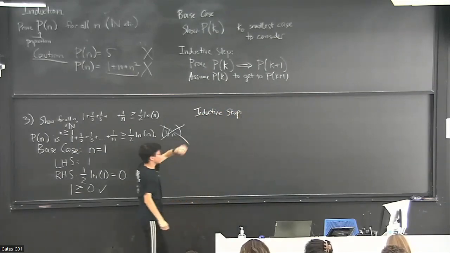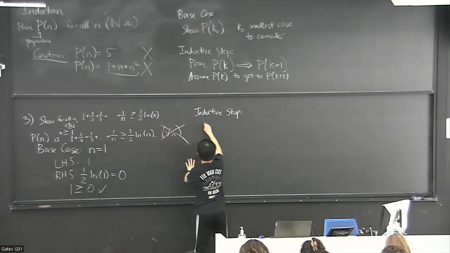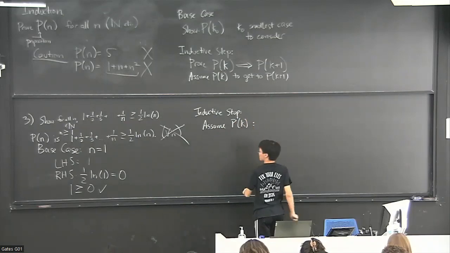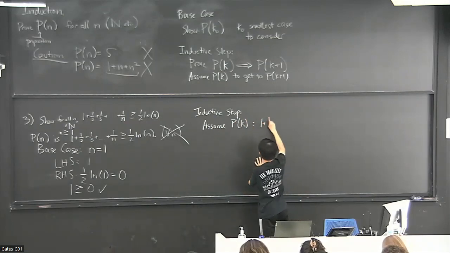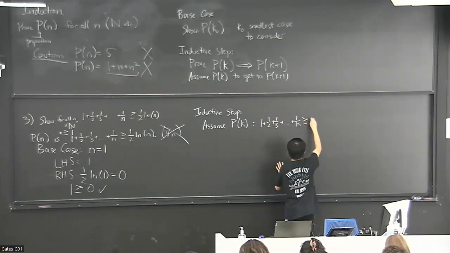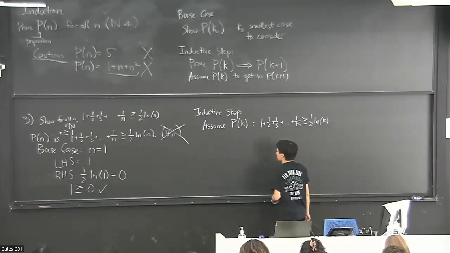The inductive step is an if statement. Assume P of k. What's P of k? P of k is 1 plus 1/2 plus 1/3 up to 1 over k is greater than or equal to 1/2 natural log k.